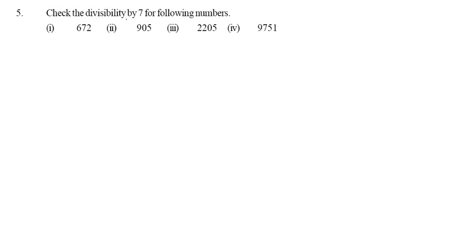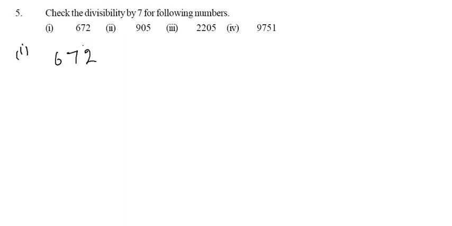Check whether the following numbers are divisible by 7. So how can we check this? Let us see. The first number is 672. It is divided into two parts, 67 and 2. The 2 is doubled, that is the unit place doubled, so we write 4. Now subtract them. So 67 minus 4 gives 63.